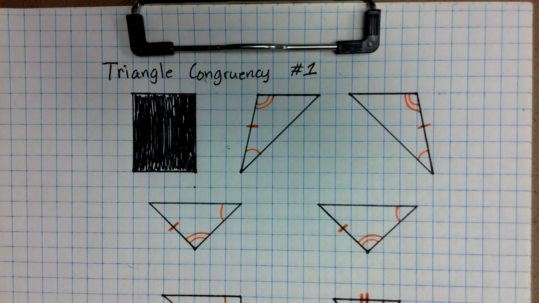In this video, we're going to be looking at triangle congruency. And we're going to be using the sides and angles to determine what type of relationship they have that proves that they are congruent. For instance, let's look at this first one.